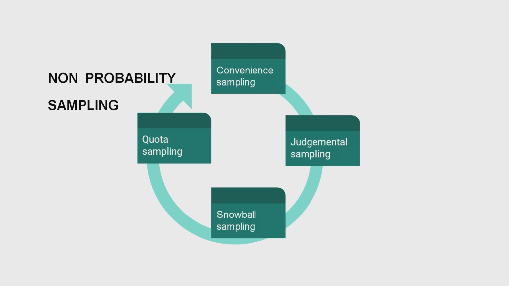Now let us move on to non-probability sampling. So, let me summarize. Non-probability sampling will not give you a chance of the entire population being selected. So, you are not giving an equal chance to all the population elements to be involved in the study. That is the only difference between probability sampling and non-probability sampling. Here we have 4 types: convenience, judgmental, snowball and quota. Let us see them one by one.